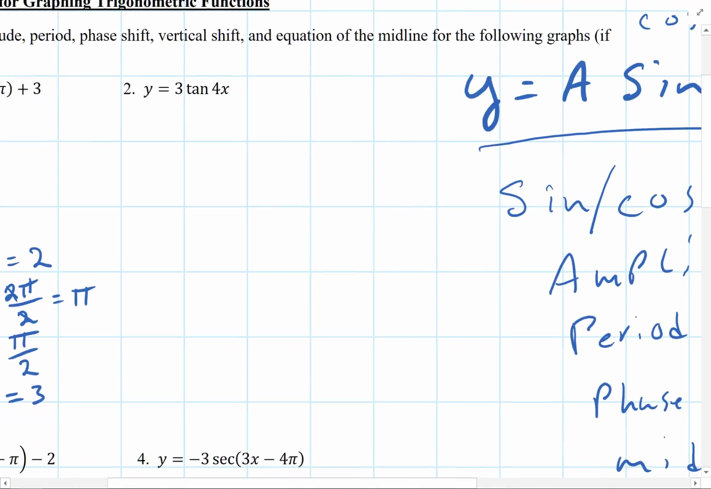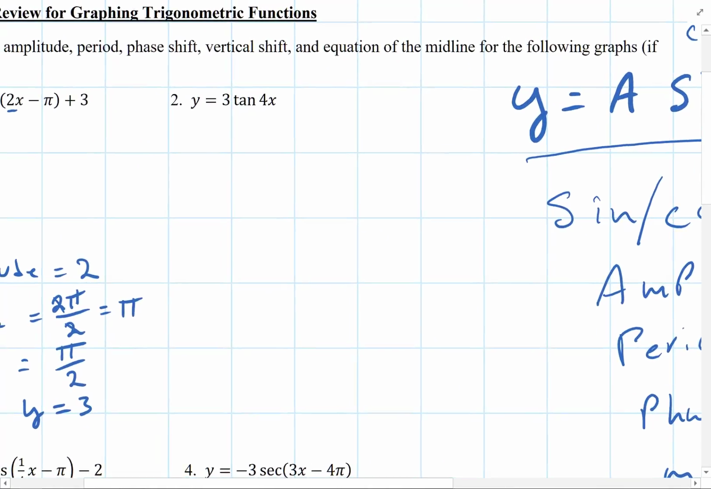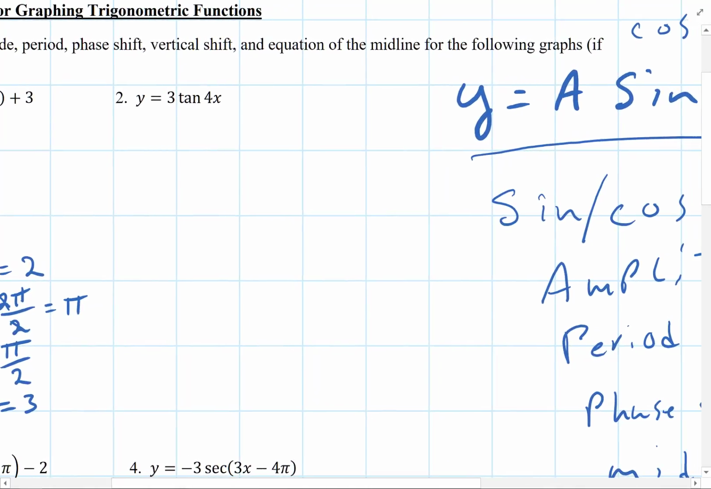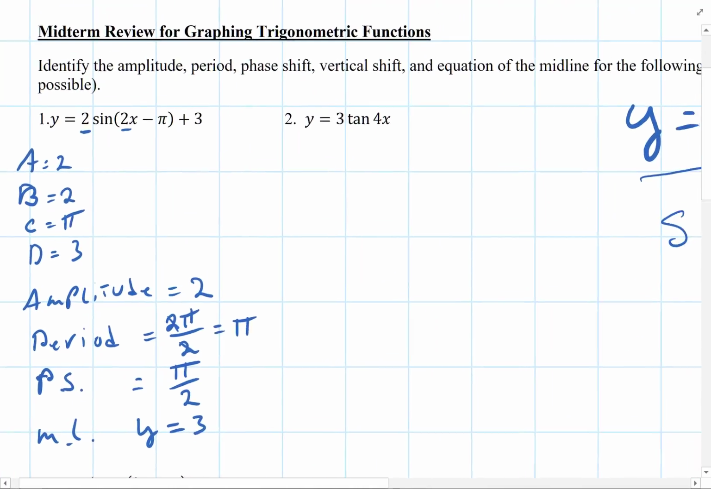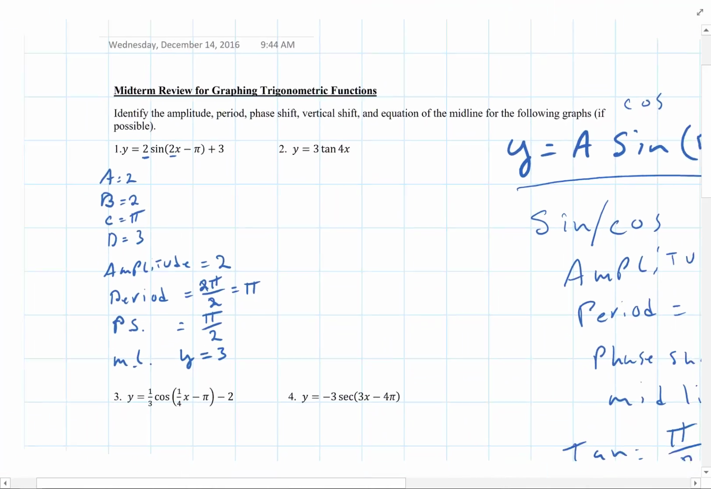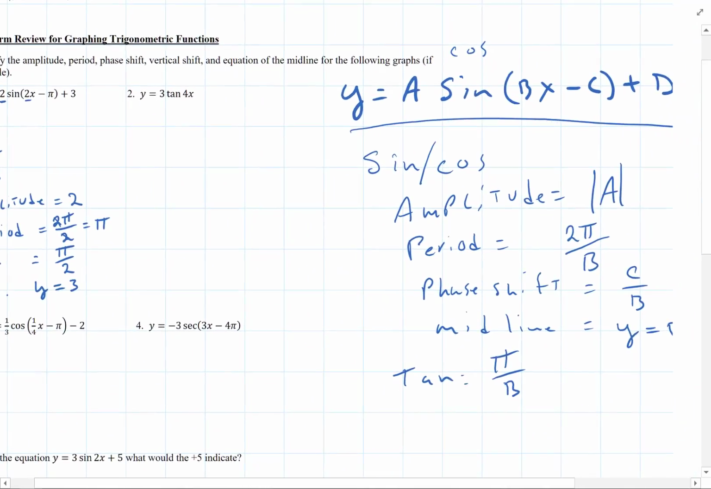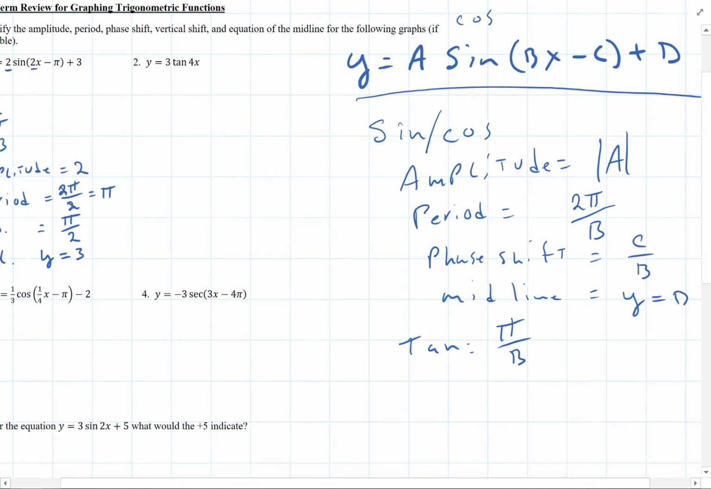For number 2, again, we're going to disregard the amplitude. We will have a phase shift in here. Let me zoom back out just a little bit so we can see the formulas together with the equation. We will have a phase shift of C over B, but if you notice in this equation, there is no C. C is 0, so there is no phase shift.